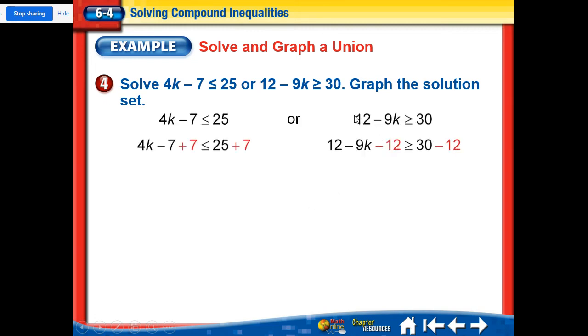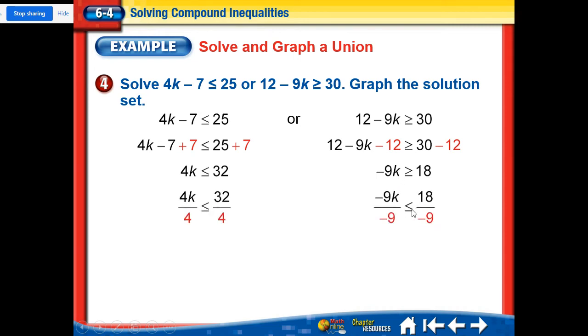This is a positive 12. Remember, the negative goes with the 9, so it's a positive 12, so I have to do minus 12 to both sides so that those will cancel. And you get negative 9k is greater than or equal to 18.